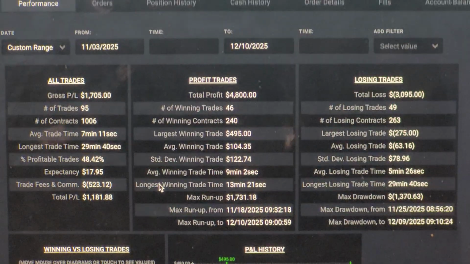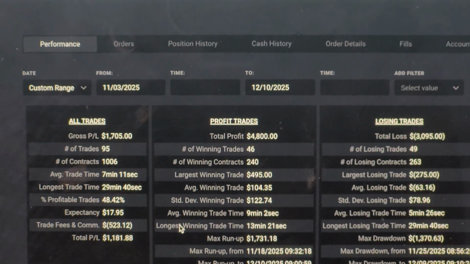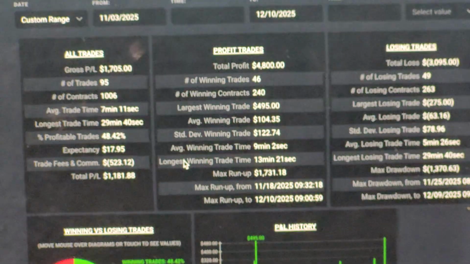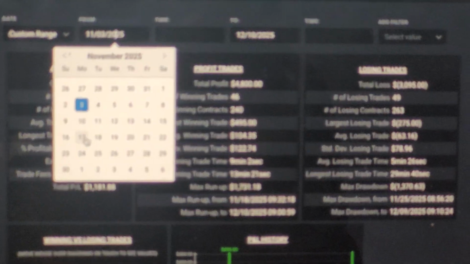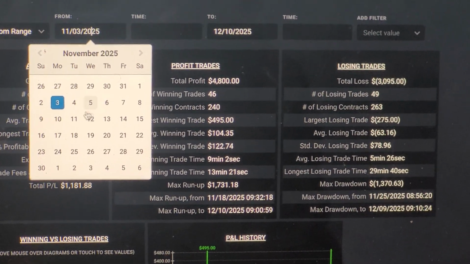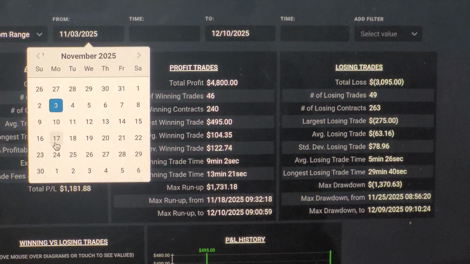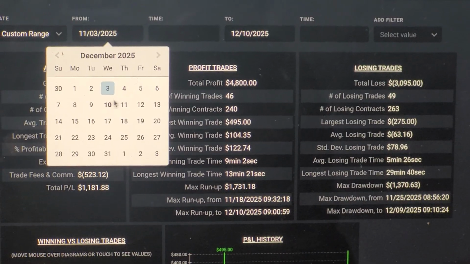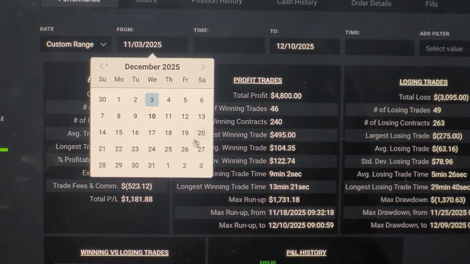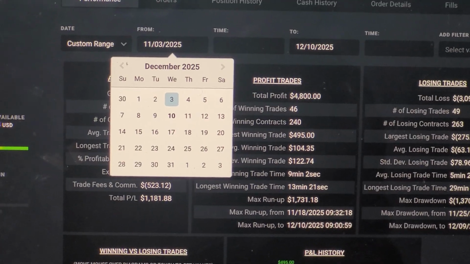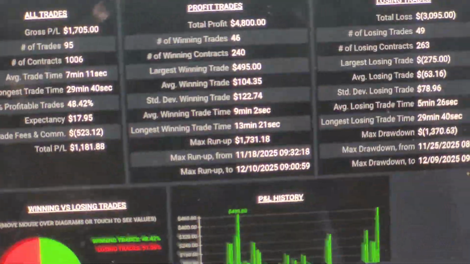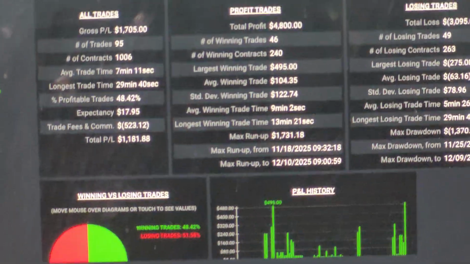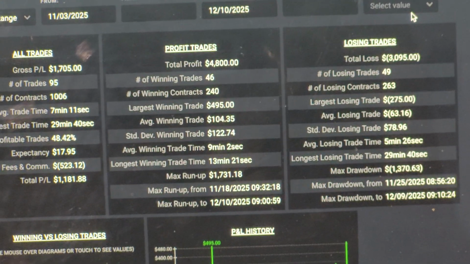So these are our current stats since November 3rd to December 10th. We started trading this account on the 17th, so it's not really a whole month, it's almost 3 weeks, because next week would make it an entire month for sure. So these are the stats so far. It's kind of cool. 48% win rate, that's crazy.